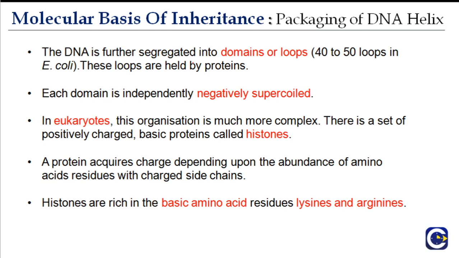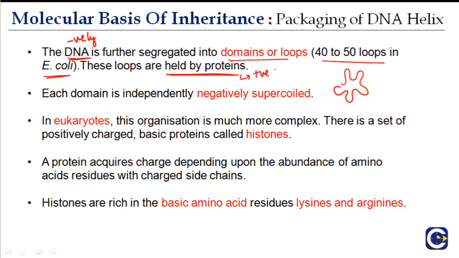The DNA is further segregated into domains or loops. There are 40 to 50 loops in E. coli. We just saw in the previous figure, there were these kinds of loops present. And these loops are held by proteins. You must remember that these loops are held by proteins. And what is the charge on DNA? You remember, right? DNA is negatively charged. So the proteins that it is held by will be positively charged.